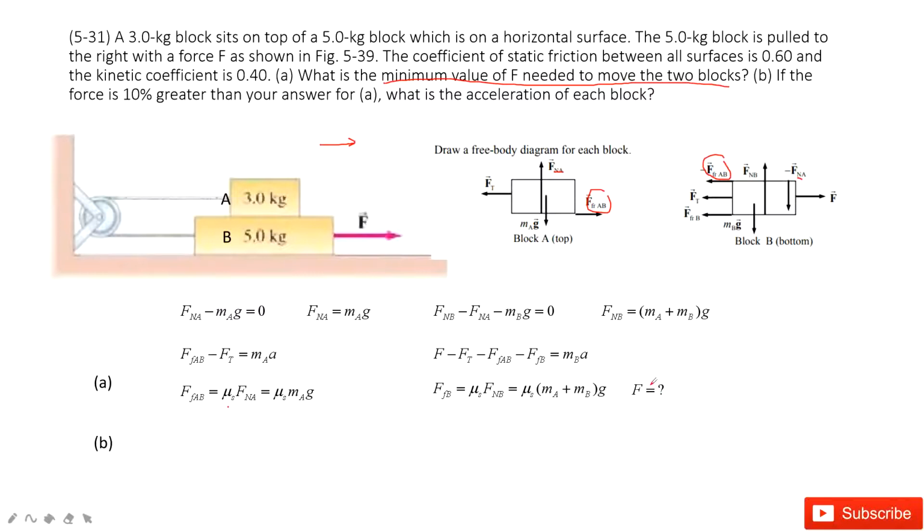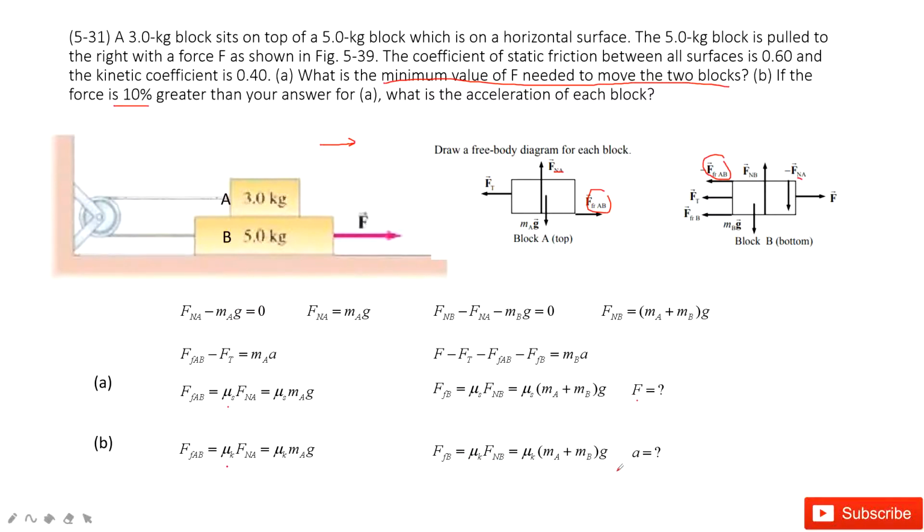It's easy. The next part asks, if the force is 10% greater, to find the acceleration. Because F increased, the objects start to move. In this case, we need to consider the friction as kinetic friction. So we use the kinetic friction coefficient, mu k, times the normal force right there. And the friction between the table and object B is the kinetic friction coefficient mu k times the normal force there, and then we can find the acceleration.